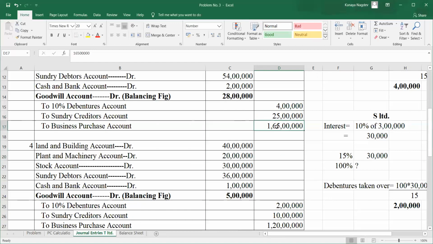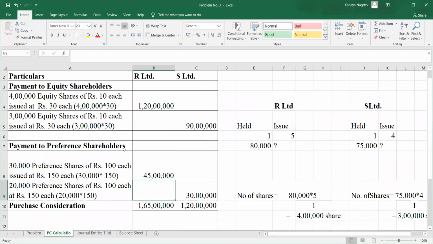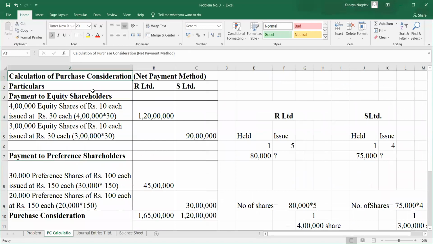And the PC amount, the business purchase amount, is 1 crore 65 lakhs. So here we can see that our business purchase amount is more than the assets taken over. That means the company has a loss. The purchasing company is paying more and they are taking over a lesser amount of assets. So the extra amount, whatever they are paying, is for goodwill. And always remember, goodwill or capital reserve will be the balancing figure only when PC is calculated by the net payment method. Always remember, the method here is the net payment method.